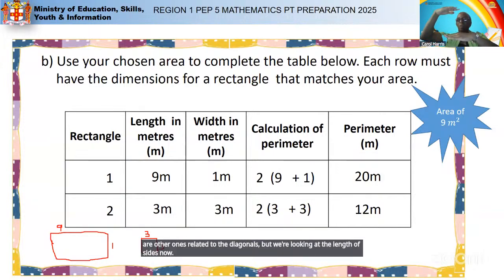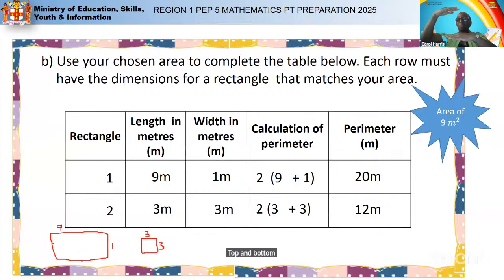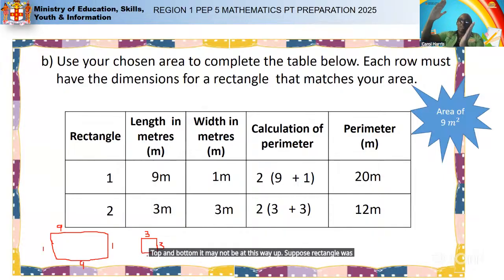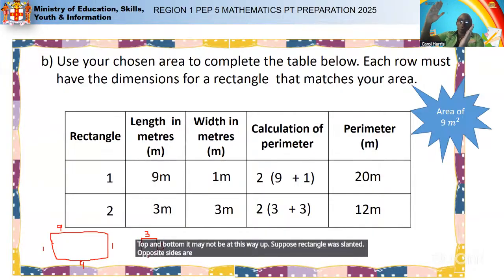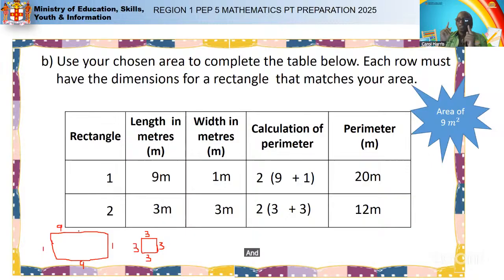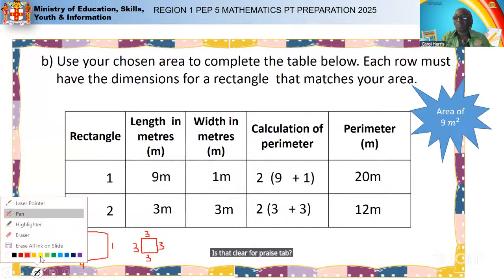Top and bottom may not be this way up. Suppose the rectangle was slanted. Opposite sides are parallel and equal. Sides that face each other are parallel and equal. So once the sides that face each other are parallel to each other and equal to each other, it makes it a rectangle. Is that clear for praise tab? Let me see a thumbs up or a question mark if you're clear.